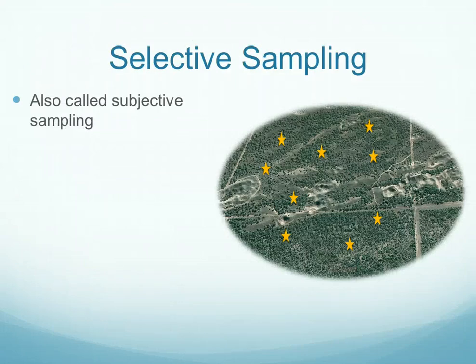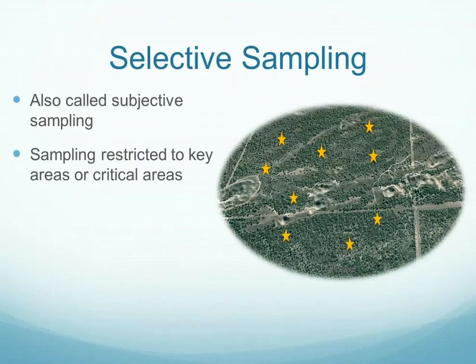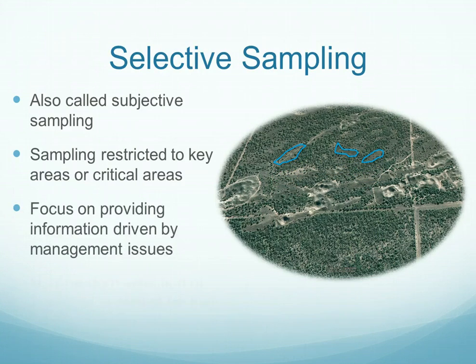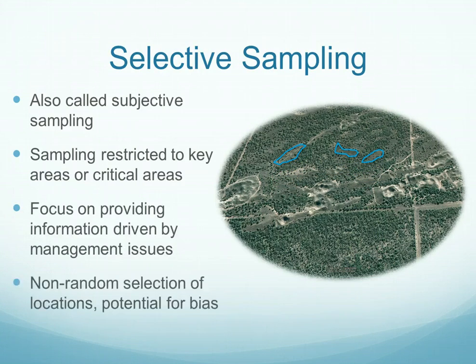Selective sampling is another approach that we can use. This is sometimes called subjective sampling. In this case, sampling is restricted to key areas or critical areas. The focus is on providing information that's driven by management issues, and so if we know that we want to sample specifically in targeted areas, we use selective sampling. Because the selection of locations is non-random, it does have a potential for bias that must always be considered.